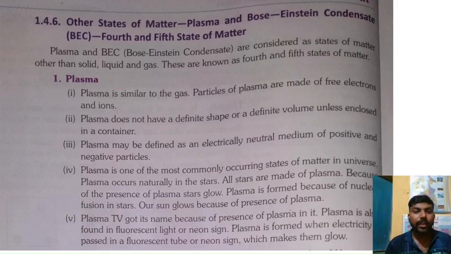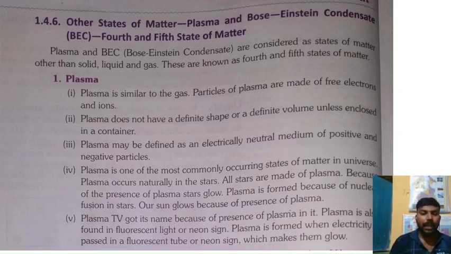Now we are moving to the next two different states. One is called the plasma state, another is called the Bose-Einstein condensate. In the last class, I also mentioned that these two types of state are generally present. Number one is plasma, number two is the Bose-Einstein condensate. Though both are known as the fourth and fifth states of matter, they are generally present only in extreme conditions. They are not generally present in normal conditions.